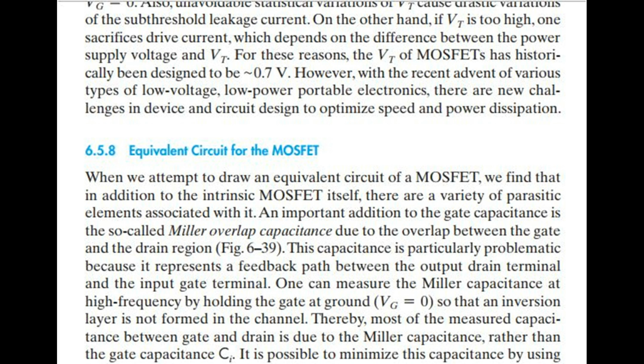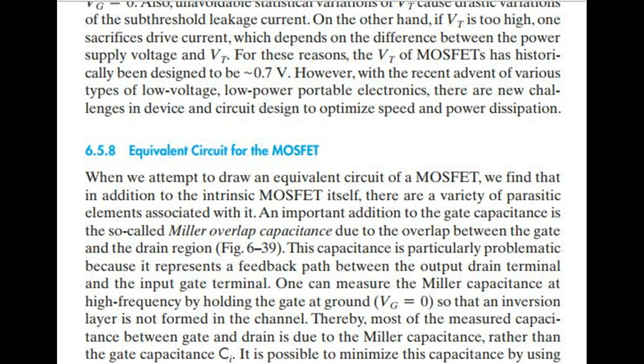Equivalent circuit for the MOSFET. When we attempt to draw an equivalent circuit of a MOSFET, we find that in addition to the intrinsic MOSFET itself, there are a variety of parasitic elements associated with it. An important addition to the gate capacitance is the so-called Miller overlap capacitance due to the overlap between the gate and the drain region, Fig 639.